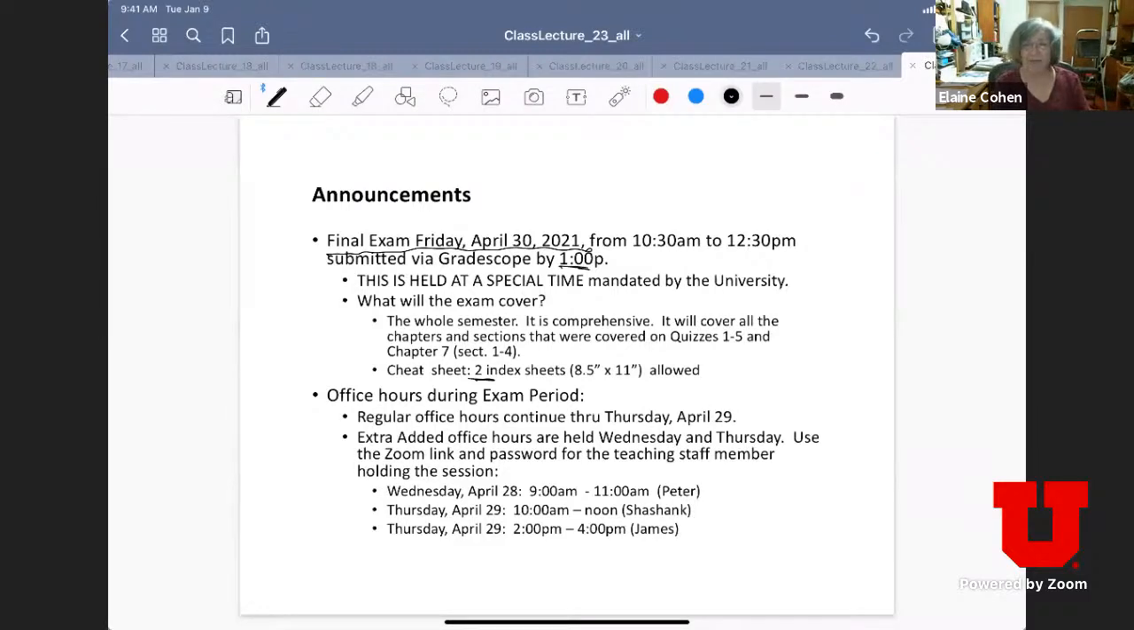We have extended office hours from tomorrow on. So we have regular office hours plus extra. All the way through Thursday afternoon, we have regular office hours. I will remind you where to find them. Remember, under modules, under the information modules, there's office hours. There's the calendar, and these hours will be put on the calendar also.